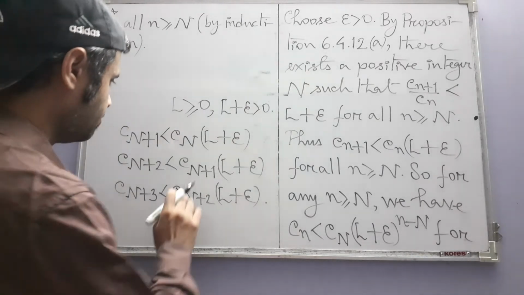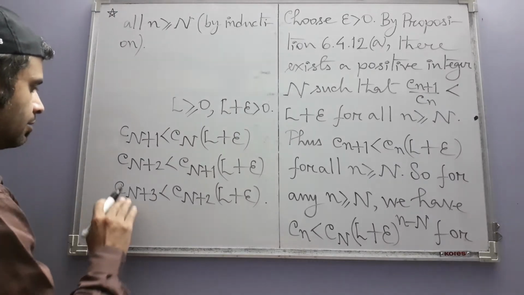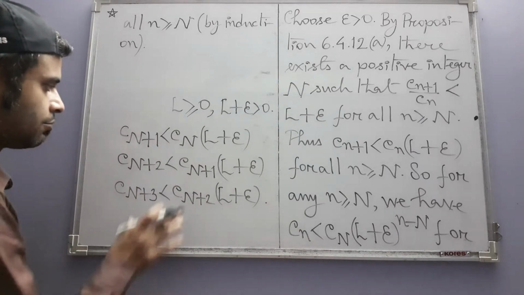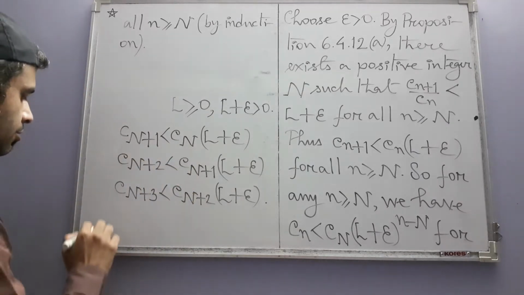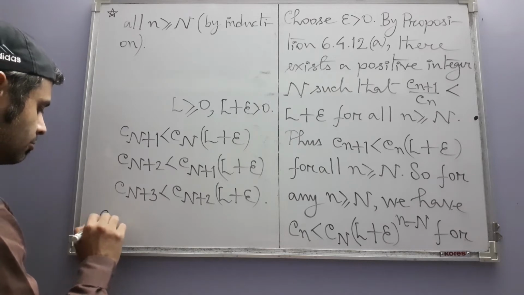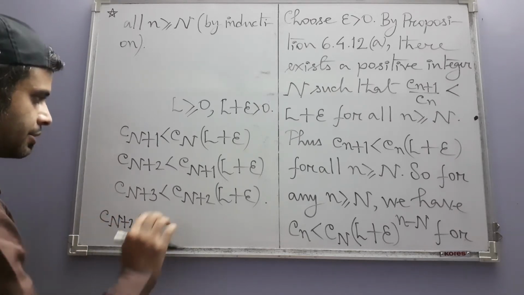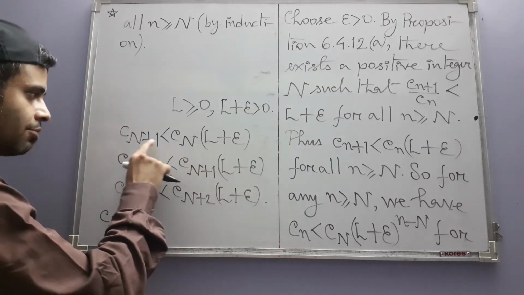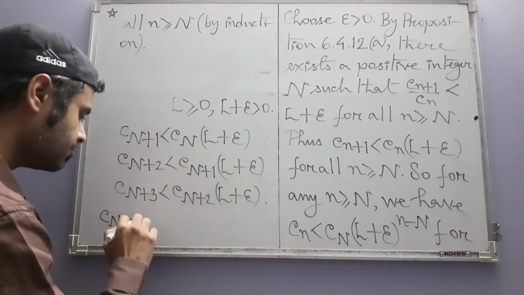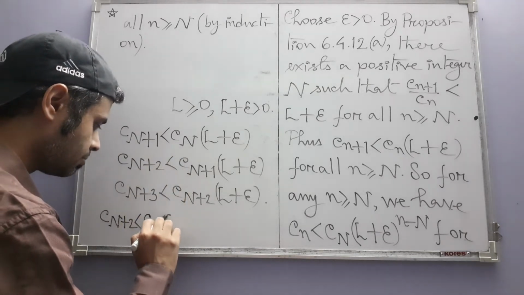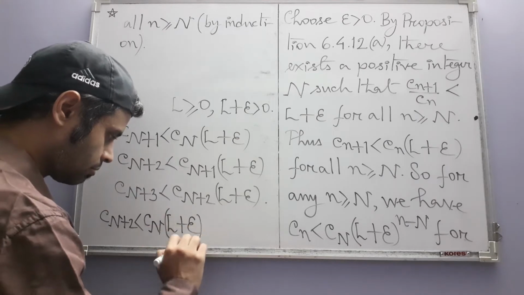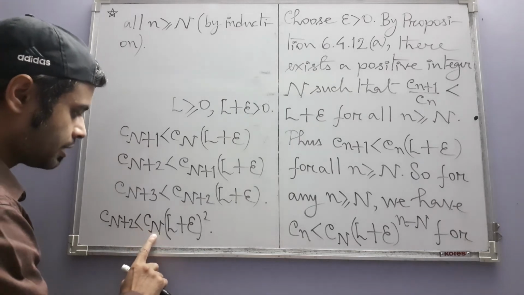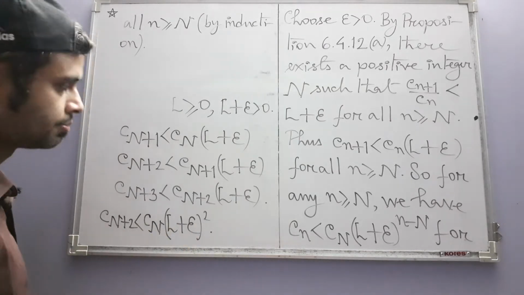So now if you see these inequalities, you can use them together. First you use these two things together to write what? Cn plus 2 is less than Cn plus 1 times L plus epsilon, but that Cn plus 1 itself is less than Cn times L plus epsilon. So using these two things, you get this. Cn plus 2 is strictly less than Cn times L plus epsilon square.